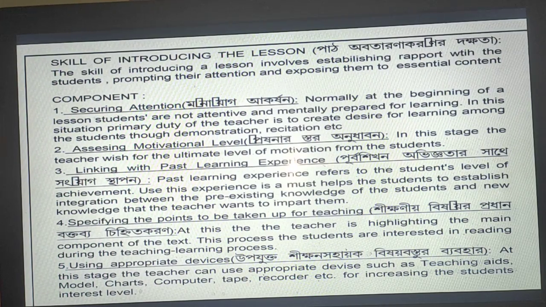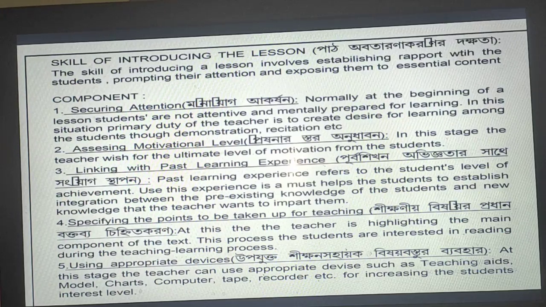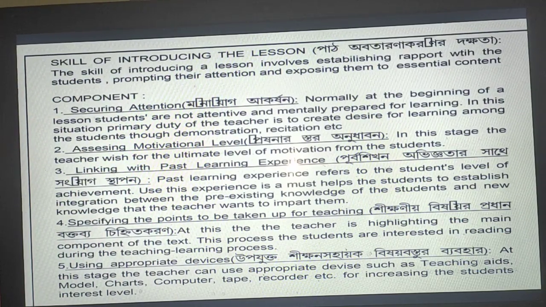So, I have already discussed the skill of introducing the lesson. I repeat again, skill of introducing the lesson. When the teacher starts the lesson in the classroom, most of the students are not attentive. They are engaged in different types of activities.